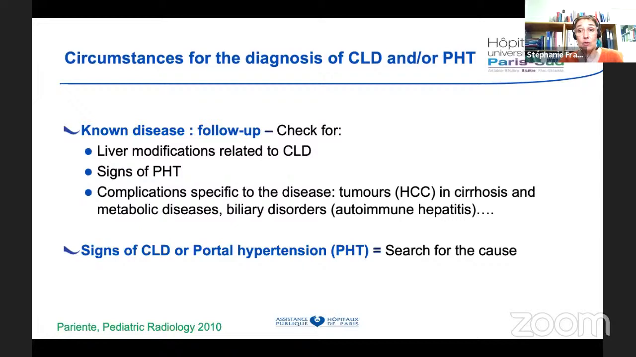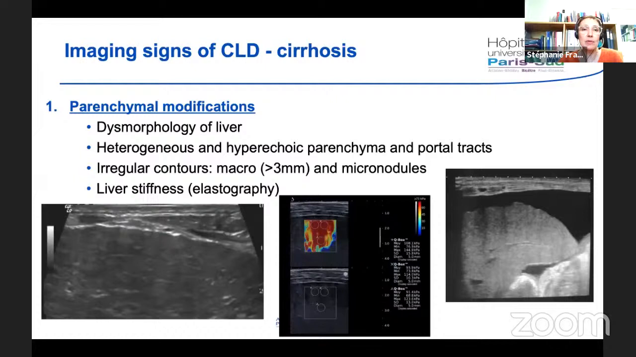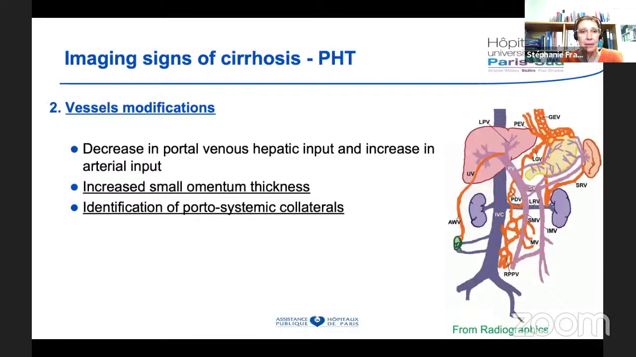the cause. I will go very fast on the parenchymal modification in cirrhosis. They are the same as in adult patients, and you really have to use the high frequency probes to look at them, and elastography when you have this. For the signs of portal hypertension, you will have the same signs as in adults, with a decrease of the portal venous input and increase in the arterial input, and identification of portal systemic shunts.